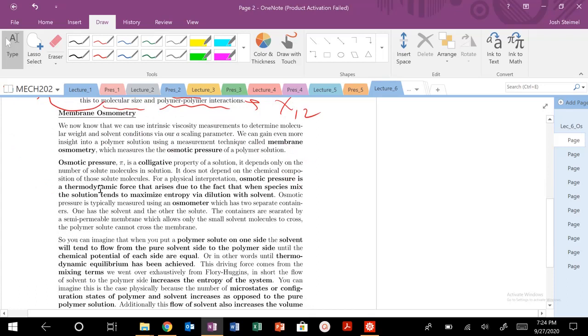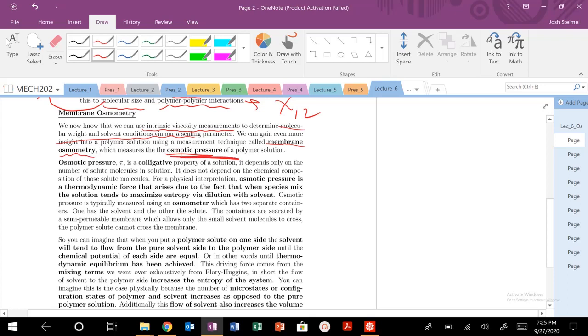We just talked about how we could use intrinsic viscosity measurements to get molecular weight and solvent quality via A or alpha, but we can get even more insight by using a technique called membrane osmometry, which measures the osmotic pressure of a polymeric solution.